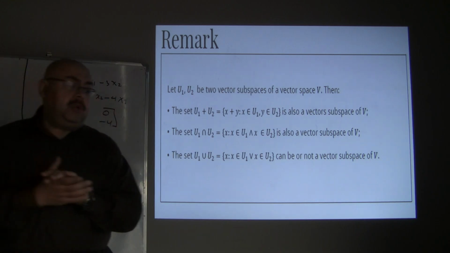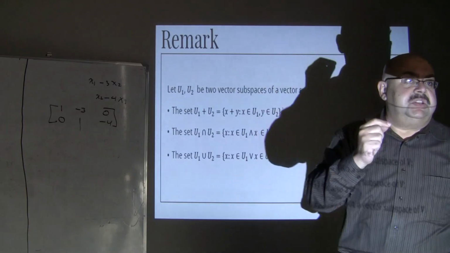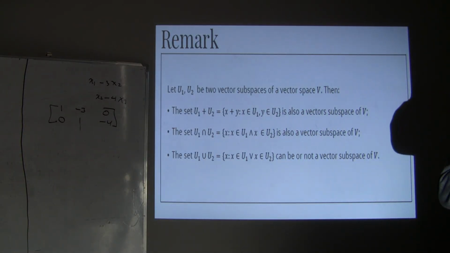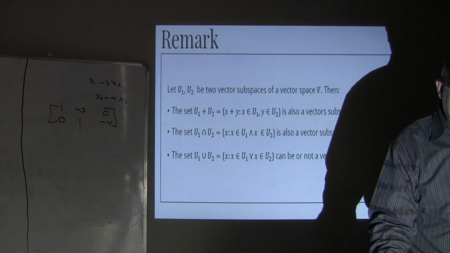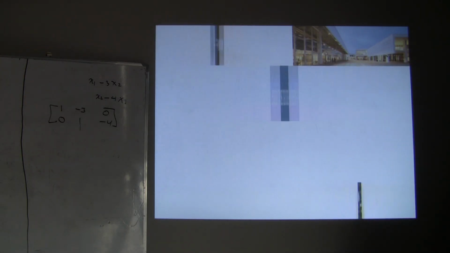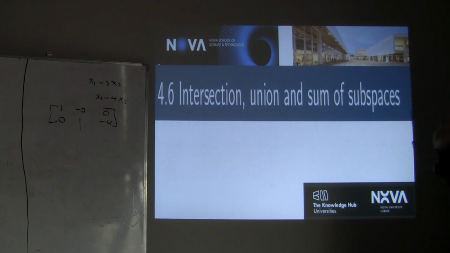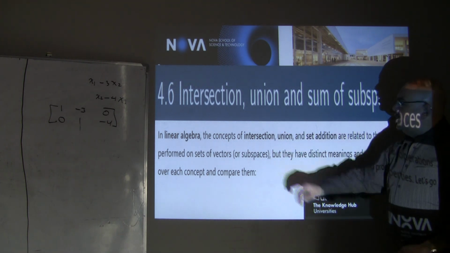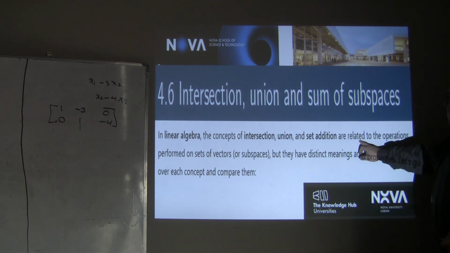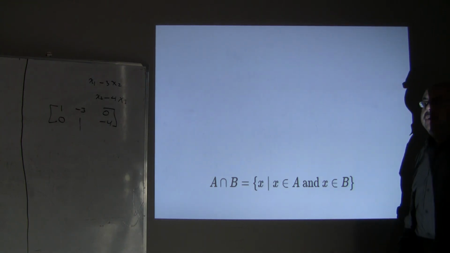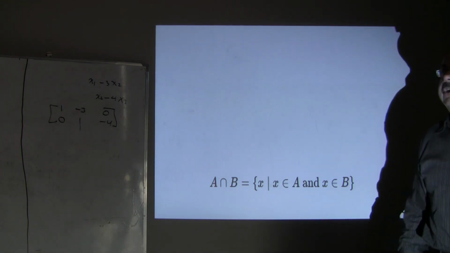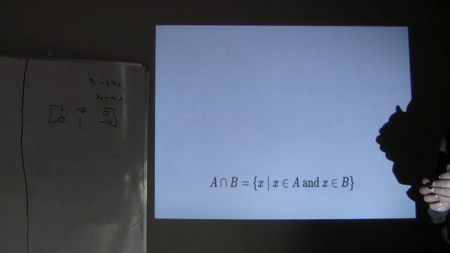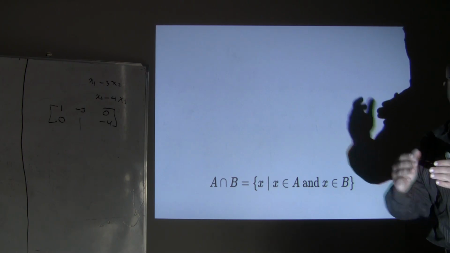Are you with me? Okay, I want you to know the differences between the intersection, the union, and the addition of subvector spaces. This is why I borrowed this definition from FCT. It's really very nice. So in linear algebra, the concepts of intersection, union, and set addition are related to operations. If I'm going to talk about intersection, what do you feel when we are talking about intersection? The combined, the shared vectors. The vectors or the set that belongs to both sets.